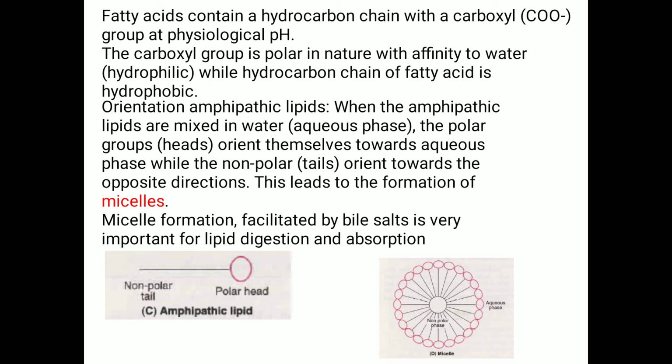So what is the significance of this micelle formation? Micelle formation facilitated by bile salts is very important for lipid digestion and absorption. So these micelles are formed during lipid digestion and absorption, and bile salts are involved in the lipid micelle formation.